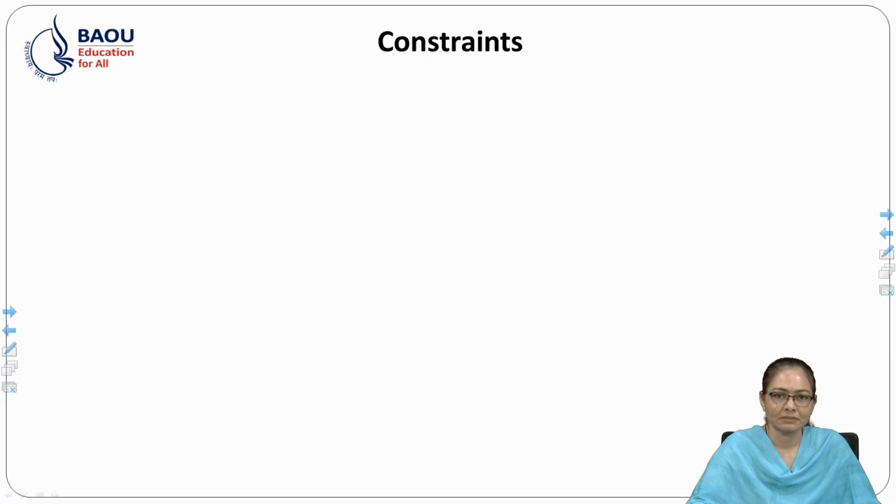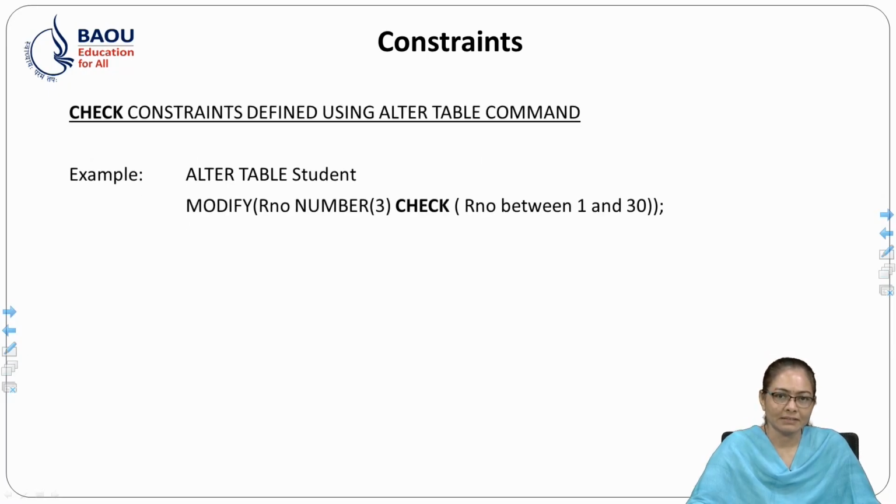Now the next one, the check constraint is defined using the alter table command. For example, alter table student, modify the roll number, then check constraint in the bracket roll number between 1 and 30. Here we define the check constraint on roll number, meaning the roll number column will contain roll numbers 1 to 30 only, meaning in one class only 30 students are admitted.